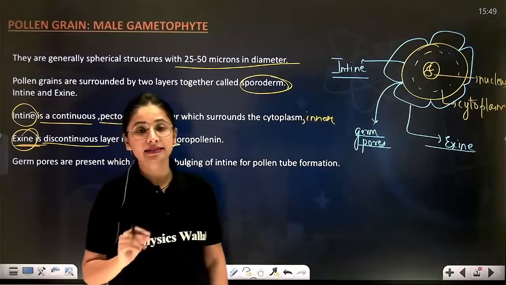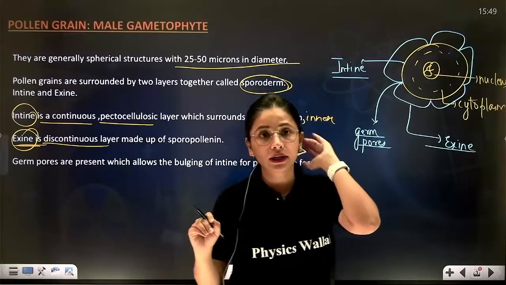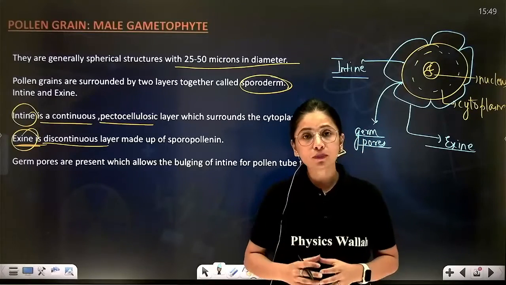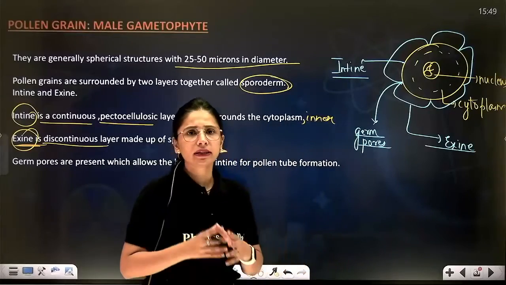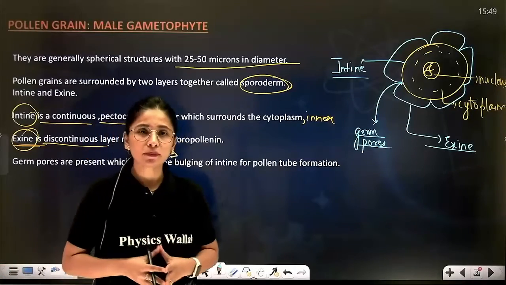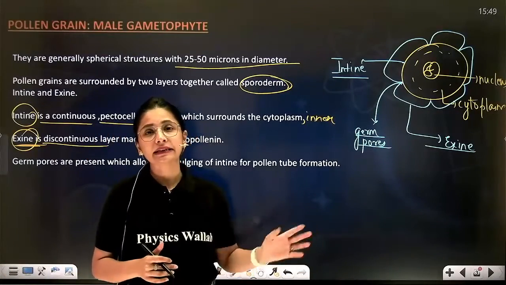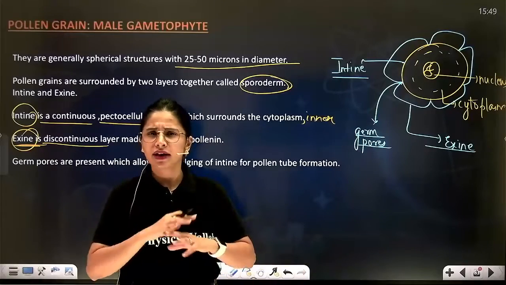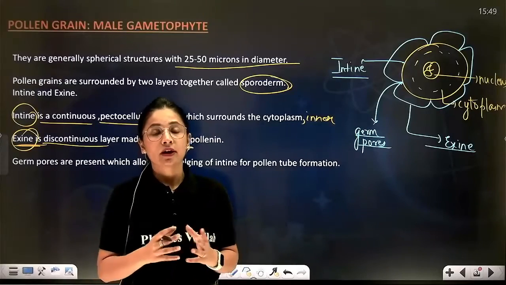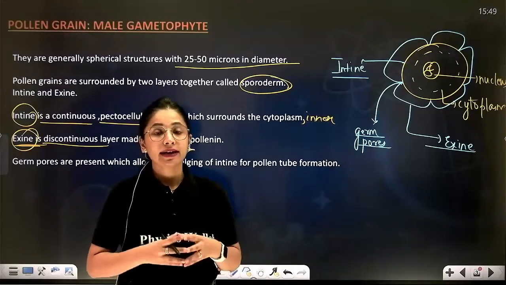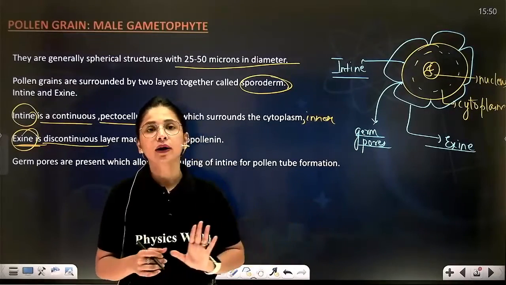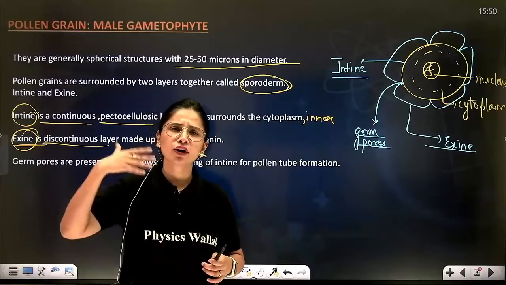Now, this exine is made up of sporopollenin. Sporopollenin is the chemical which is secreted by the tapetum layer. Sporopollenin, my dear students, is said to be the hardest chemical found ever because it cannot be degraded with the help of any alkali, any other chemical, temperature, etc. So sporopollenin is the hardest substance known, which cannot be degraded. As a result, due to the deposition of sporopollenin, pollen grains are also non-degradable and they persist for years after year.